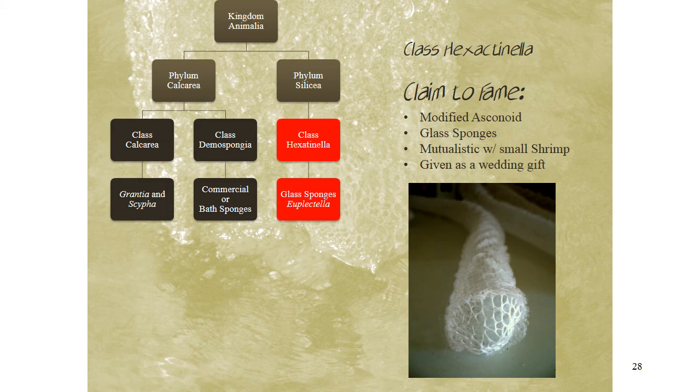And lastly, in the diversity of sponges, class Hexactinellida. We haven't seen this one yet. This is sort of a modified asconoid in that it looks and appears simple, but it's modified. It doesn't have that idealized shape.